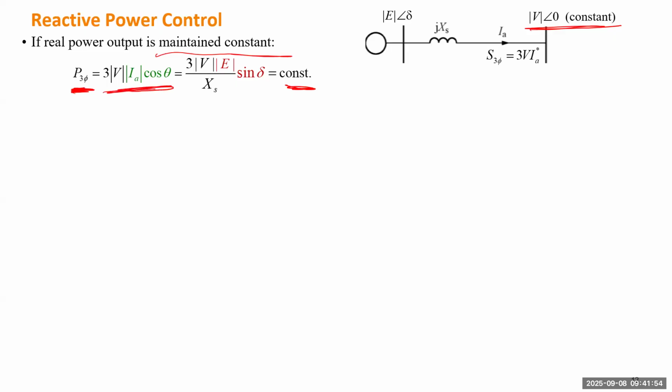That's 3 times the product of the RMS value of voltage and current and also the power factor. We can also utilize another formula, which is 3 times the product of the voltage magnitudes on both sides divided by the reactance and multiplied by sin delta. Delta is the angle by which the excitation voltage is leading the load voltage.